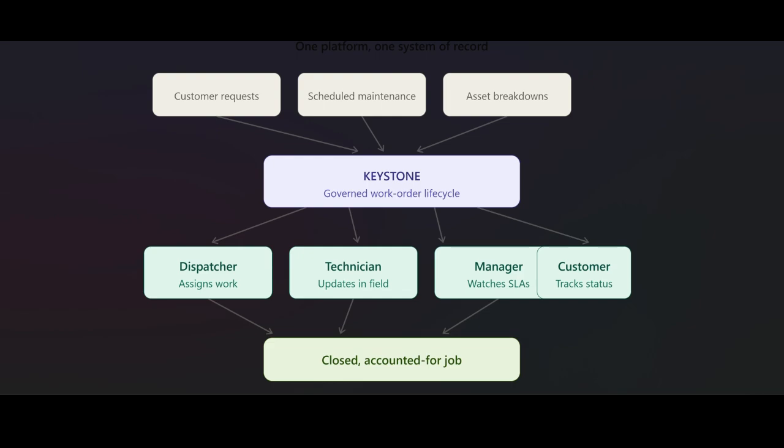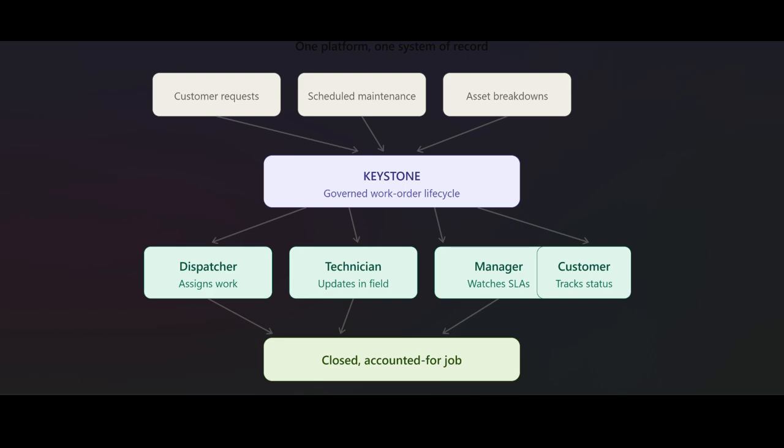Keystone replaces all of that with one system of record, from the moment a job is reported to the moment it's closed and accounted for. For the backend, I used Spring Boot 3 running on Java 21 with Spring Security for JWT-based authentication. Data lives in PostgreSQL and every schema change is version controlled through Flyway migrations, so the database can be rebuilt from a clean checkout every time.